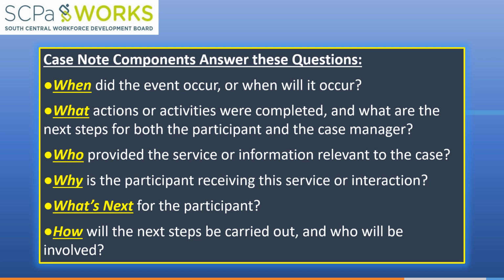The reason of the case note must be clear and must describe the main purpose of the meeting with the participant and the established goal of the meeting. Subrecipients are to include specific, measurable, observable goals in each case note and the participant's ability to attain these goals.